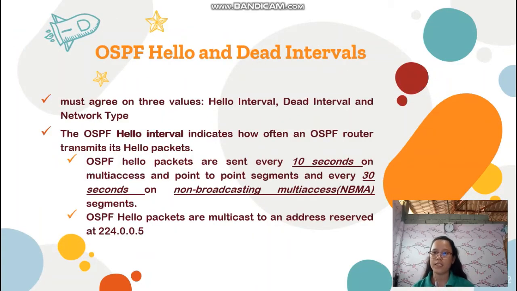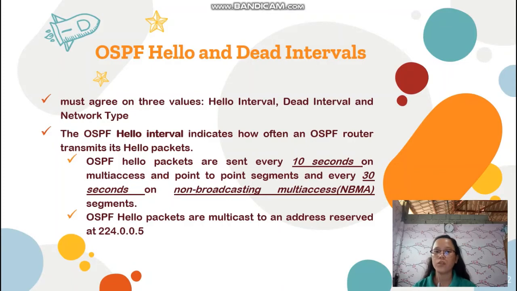OSPF hello and dead intervals. Before two routers can form an OSPF neighbor adjacency, they must agree on three values, which are the hello interval, dead interval, and the network type.